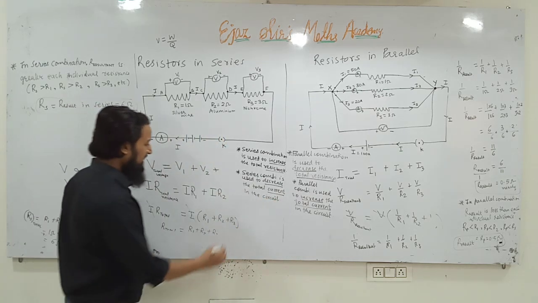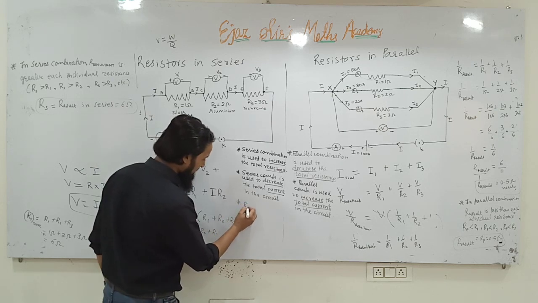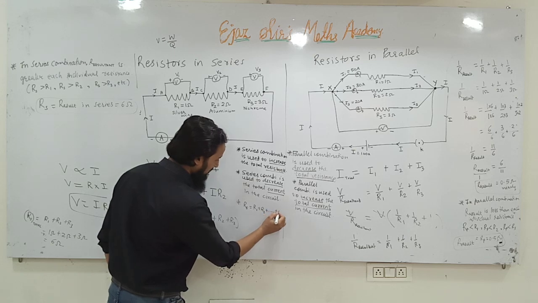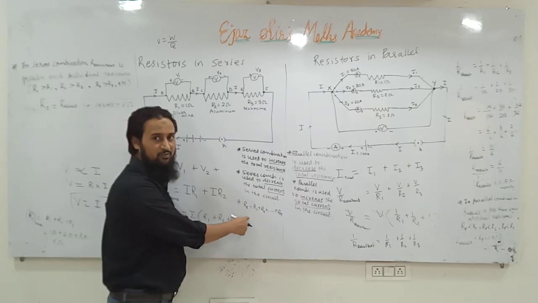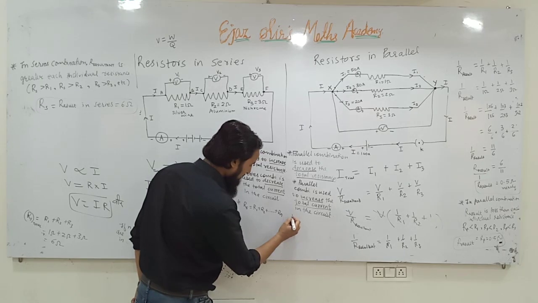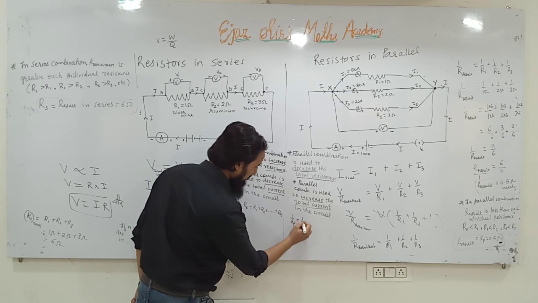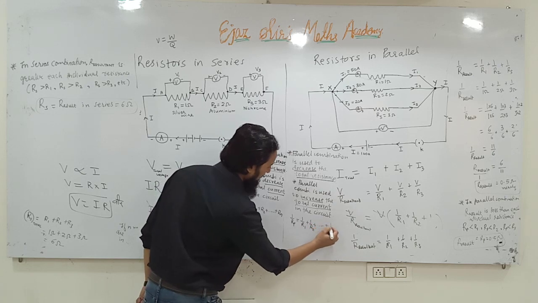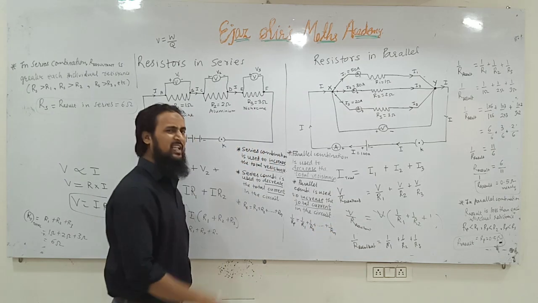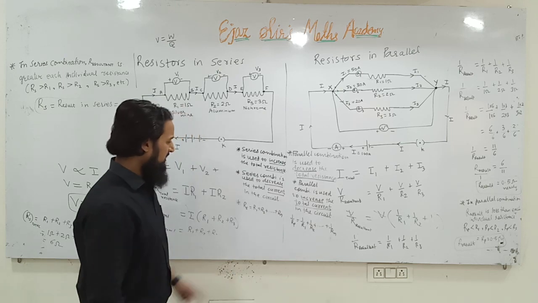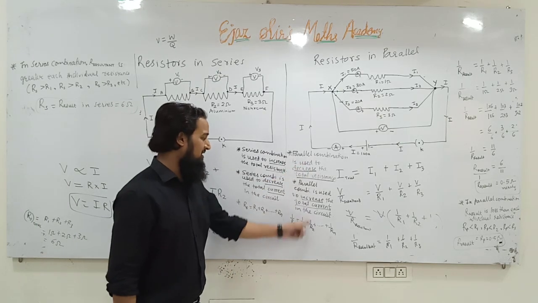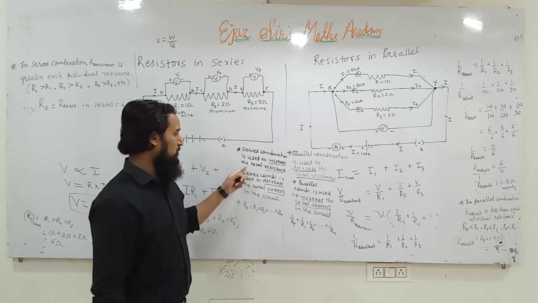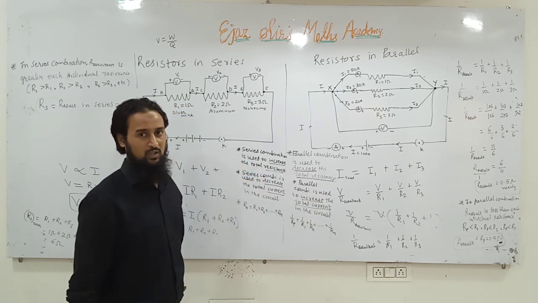And you can write the next difference. RS is equal to R1 plus R2 plus up to Rn. This is also a point of differentiation. And here 1 upon Rp is equal to 1 upon R1 plus 1 upon R2 plus and so on up to 1 upon Rn. N is any number of resistances. Okay. So this combination is used to decrease the resistance and increase the current. Series combination is used to increase the resistance and decrease the total current.